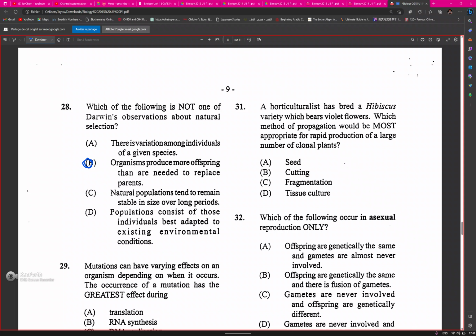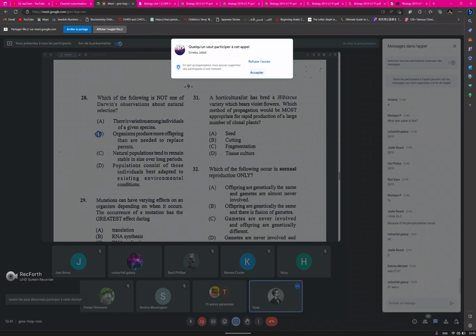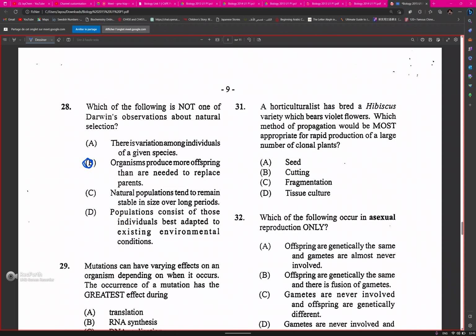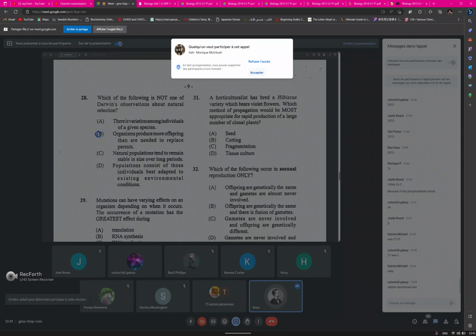Okay, let's see. So you're saying that they over reproduce? Is it specifically in keeping with the purpose of replacing parents, or just that they over reproduce? Because this is saying that the organism produces more offspring than needed to replace the parents. So you're saying that it's over reproducing. All right. So which one is not? Well, about natural selection specifically, right? I think it's speaking about natural selection.